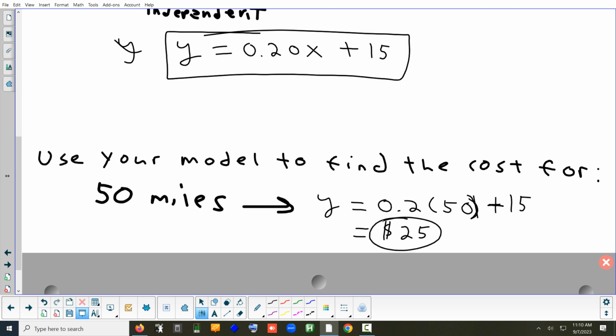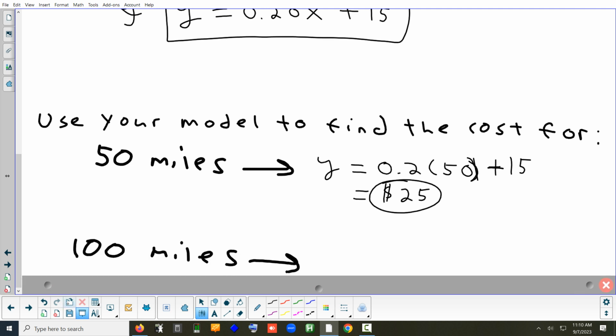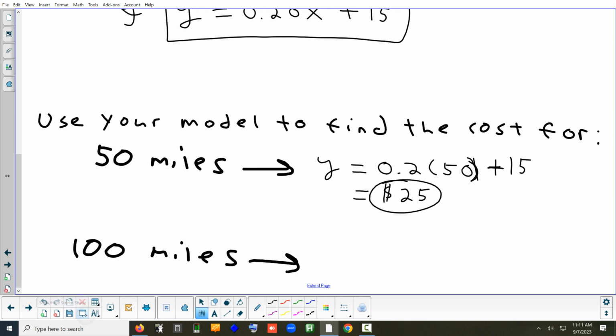Now, how about we do 100 miles? Could we just say, oh, it's double the miles, double the cost? It's going to be $50. It's not going to be double the cost because you don't double the 15. The only part that's doubling here is the mileage. So let's plug that in.